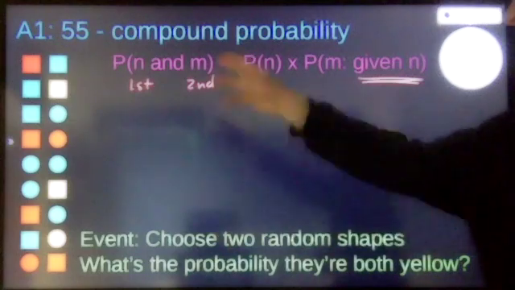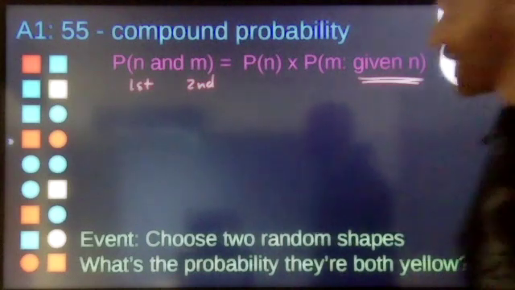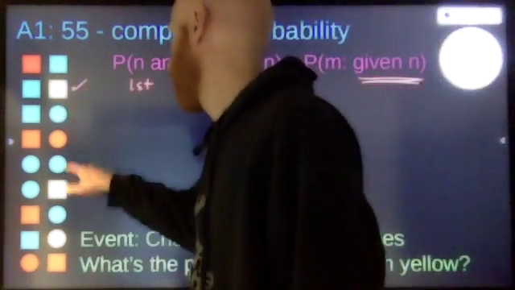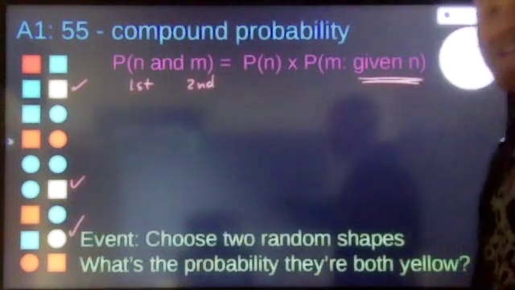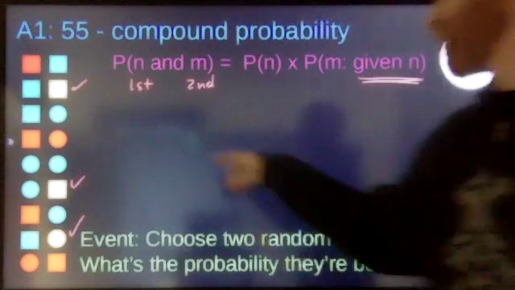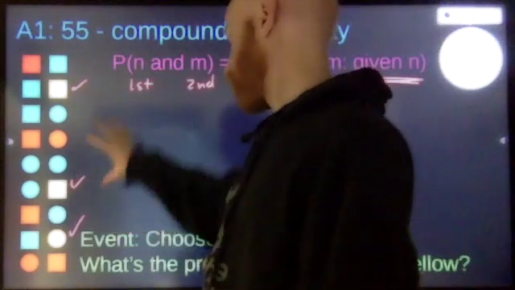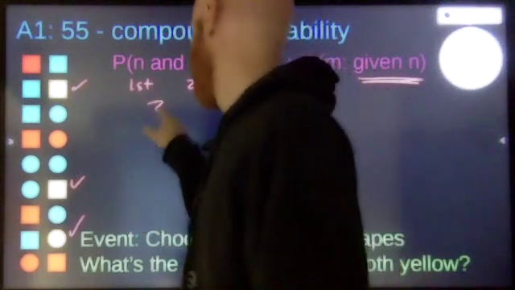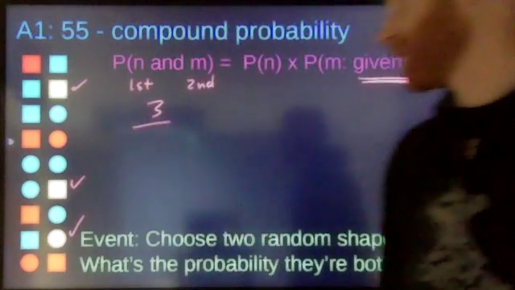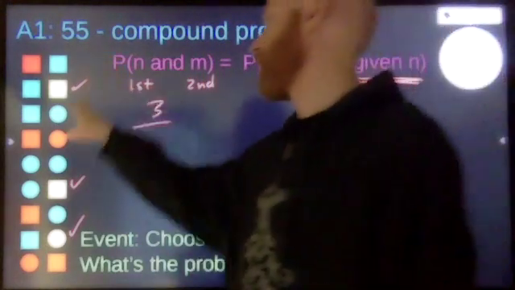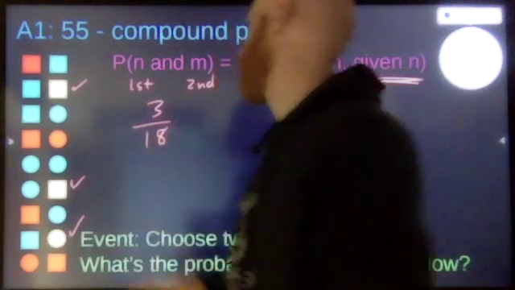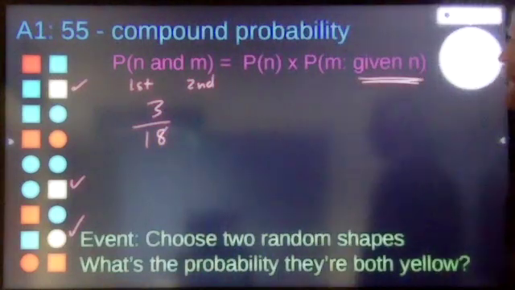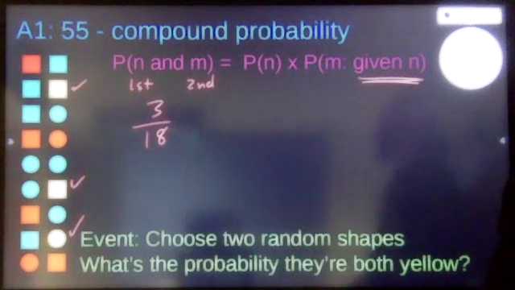There's three favorable outcomes. Okay, this guy, and this guy. The light colored ones are yellow on my screen. I don't know if they're yellow on your screen. So we got 3 chances to get a yellow one divided by 2, 4, 6, 8, 10, 12, 14, 16, 18 total shapes. All right, so the probability that we take a yellow one first is 3 out of 18.